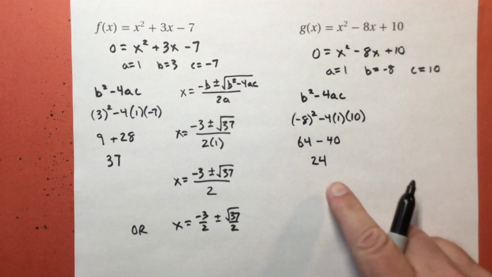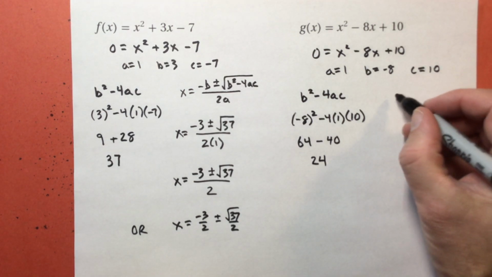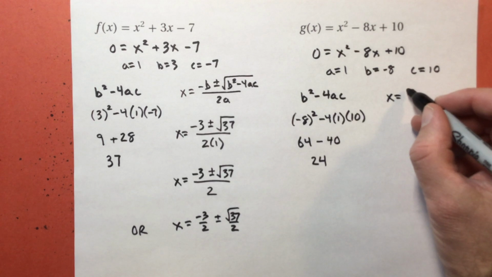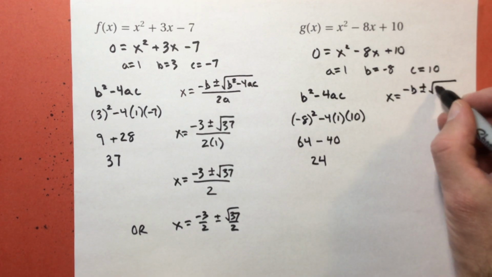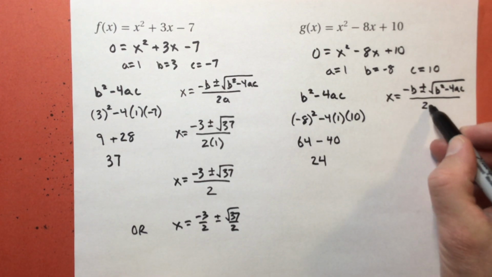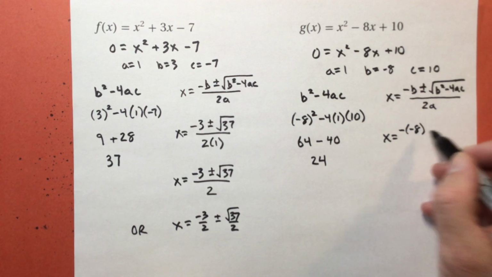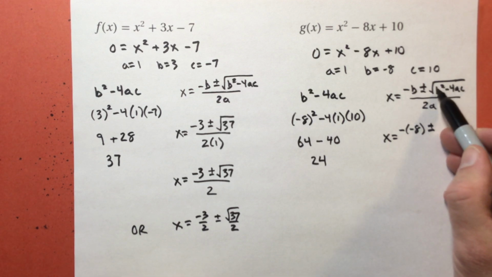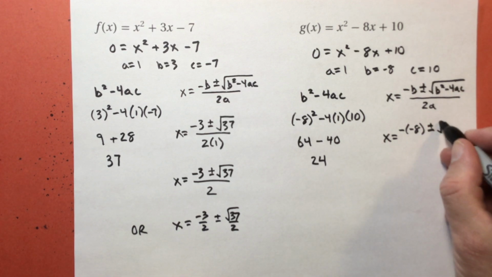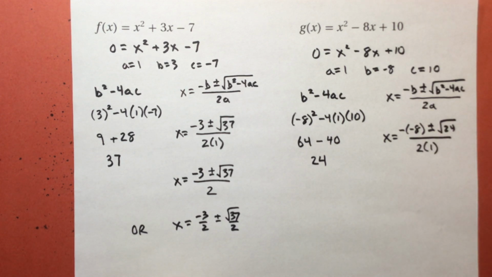And like the other 2 problems, this is a positive number, which means I get 2 real distinct solutions, two real solutions that are different from each other. All right. My quadratic formula one more time, negative b plus or minus the square root of b squared minus 4ac, all divided by 2 times a. b is negative 8, so I get the opposite of negative 8. The discriminant, b to the second minus 4ac, is 24, so I take the square root of 24. And I get 2 times a, which is 2 times 1.